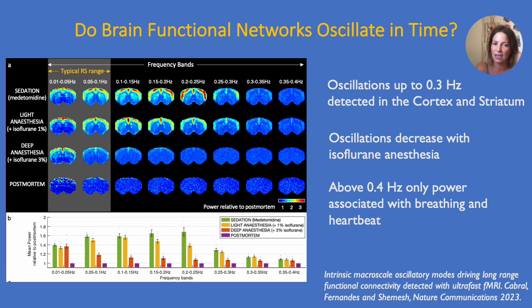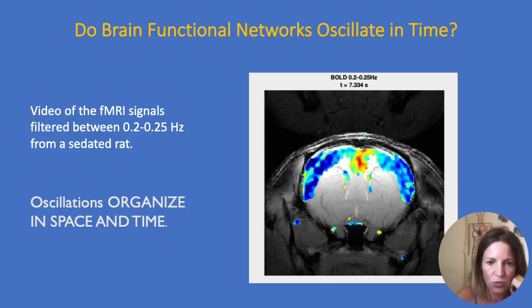One thing that is interesting here, I highlight with a shade the typical range of frequencies considered in resting state studies. Here we wanted to explore the whole range of frequencies, so we analyzed up to the Nyquist frequency, which was close to 13 hertz, but we found that above 0.4 hertz, only power associated with breathing and heartbeat was detected. The range of frequencies that really showed the most significant differences across the 3 conditions was between 0.2 and 0.25 hertz. So what we did was to take a scan of a sedated rat, and we filter in that frequency range. And I will show you here what we see.